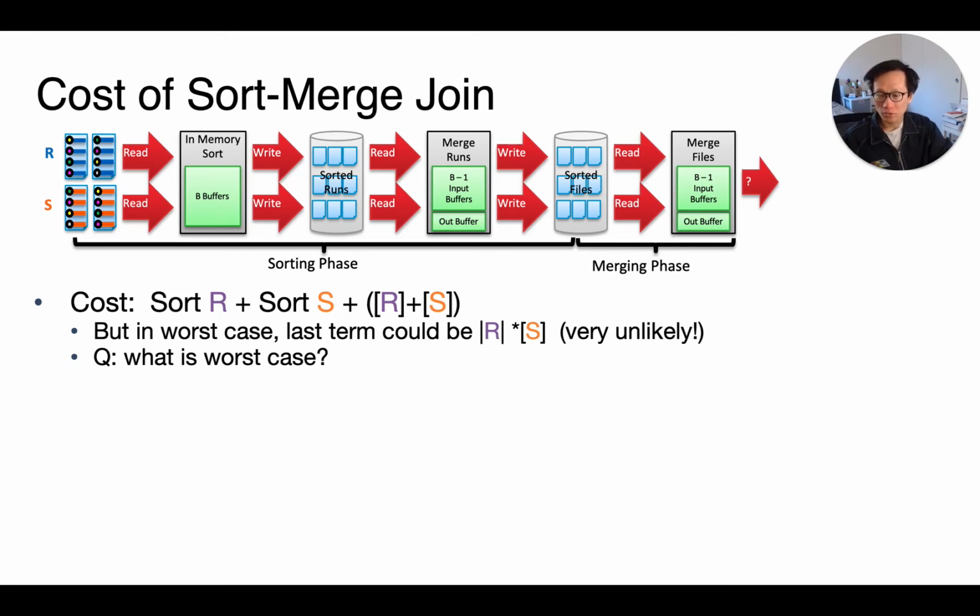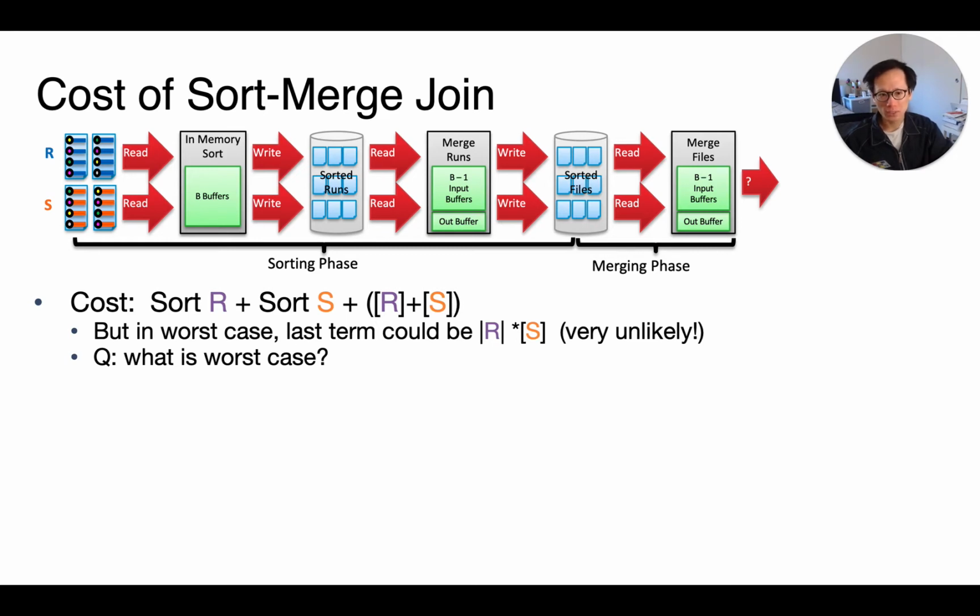Now, how do we evaluate the cost of the sort merge join? Well, we are going to sort R, sort S, and then we will scan R and S and merge them in memory. So the cost is basically the cost of sorting R plus the cost of sorting S plus the cost of scanning R and S.